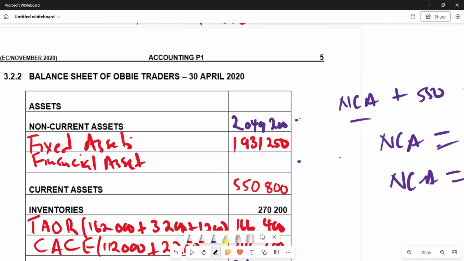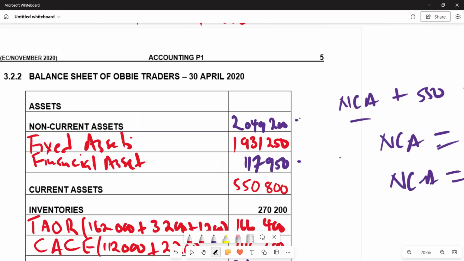So we can now find the figure for financial asset by taking this non-current asset minus fixed assets. We get 2,049,200 minus 1,931,250. We are going to get a figure for financial asset of 117,950. So this becomes your financial asset. This is the figure that we are now getting as a balancing figure.